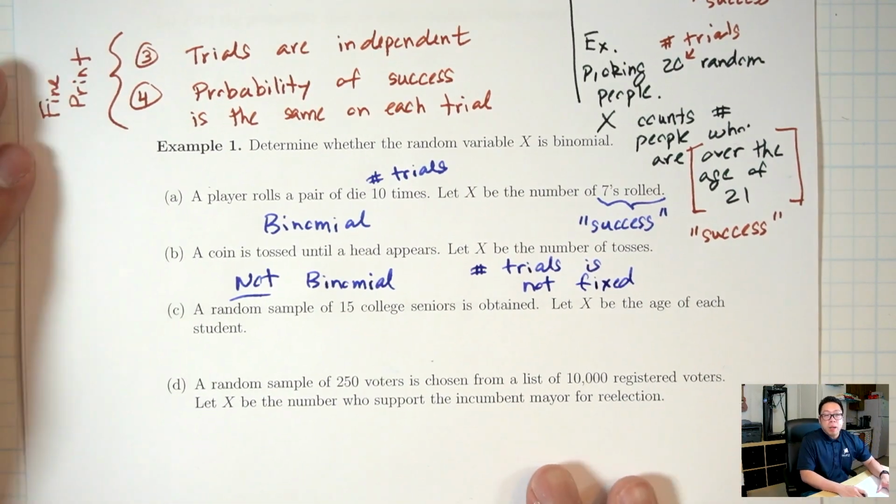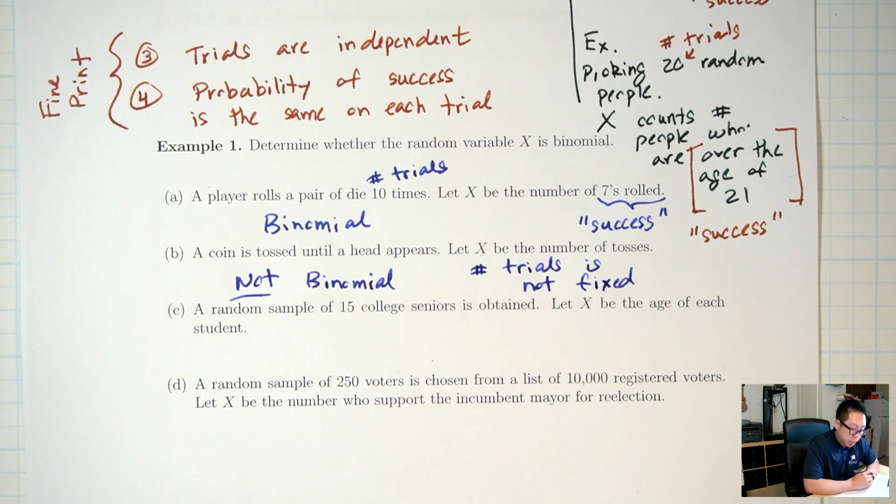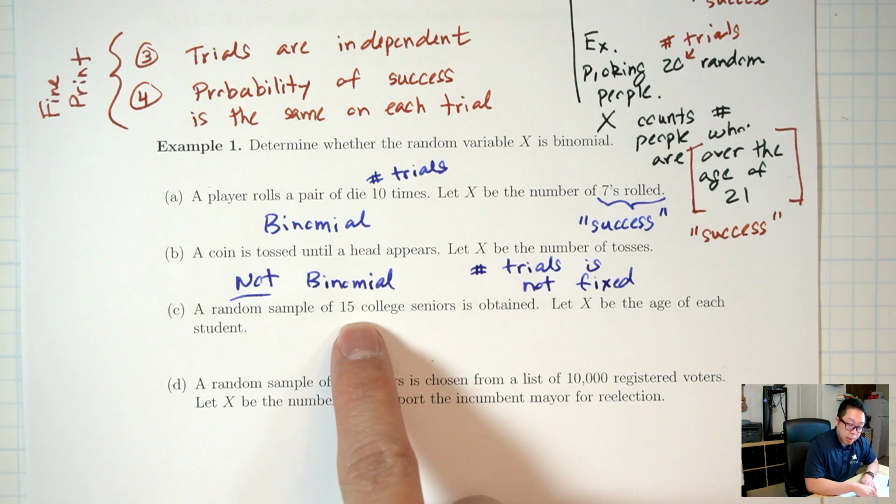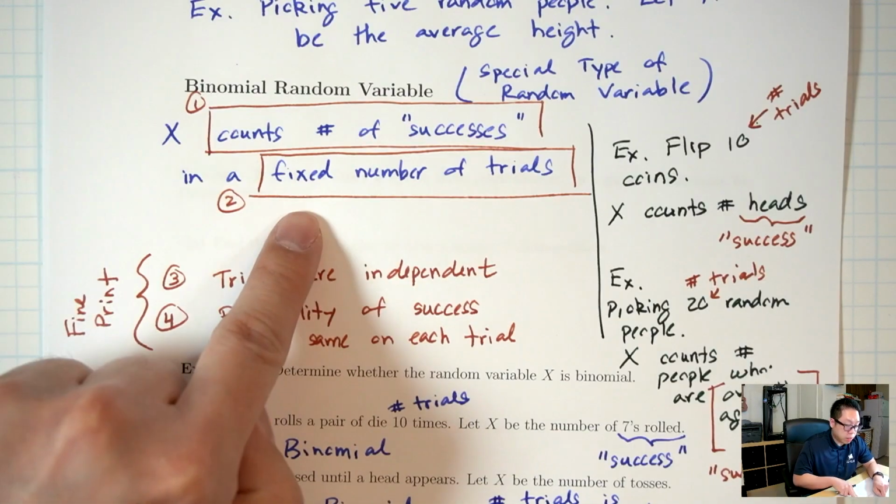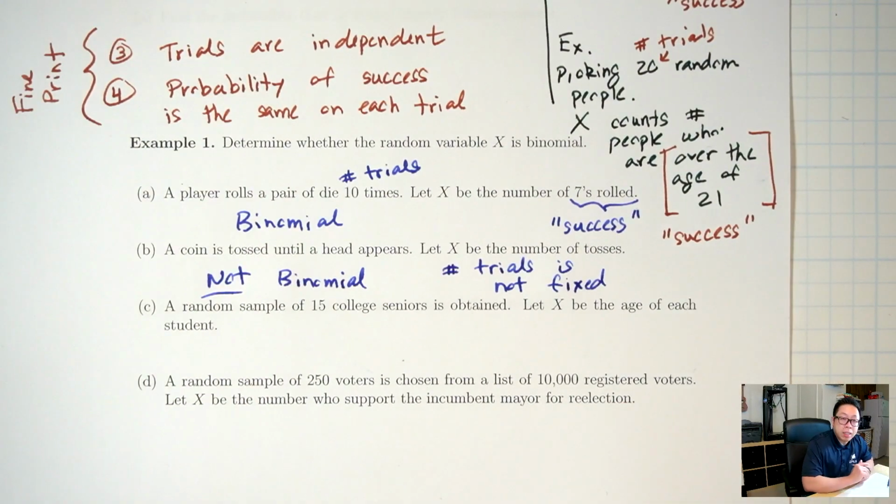Part C, a random sample of 15 college seniors is obtained. So we're picking people here. We're doing it 15 times. So the number of trials is fixed. Is X counting the number of successes? When we're talking about people, success is a characteristic that we're counting. So is X counting the number of people who have a certain characteristic?